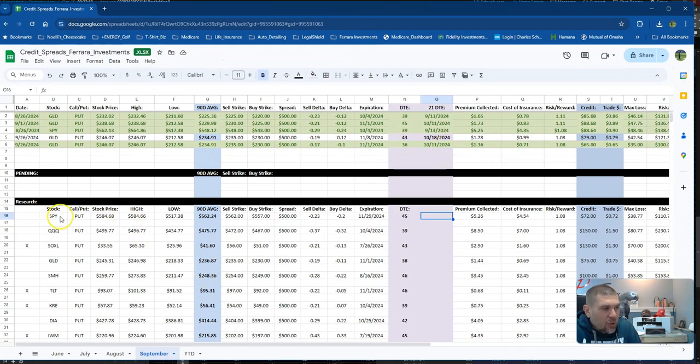Okay, so if we were looking at SPY, we have a 584.68 stock price. The high was 584.66. The low was 517.38. Our 90-day average is 562.24. So we'll be looking at the 562 strike to sell, and we'd be buying the 557 as our insurance. So that's a $500 spread. So we'd be risking $500 minus the premium that we collect. Our sell delta is -23, and our buy delta is -20.